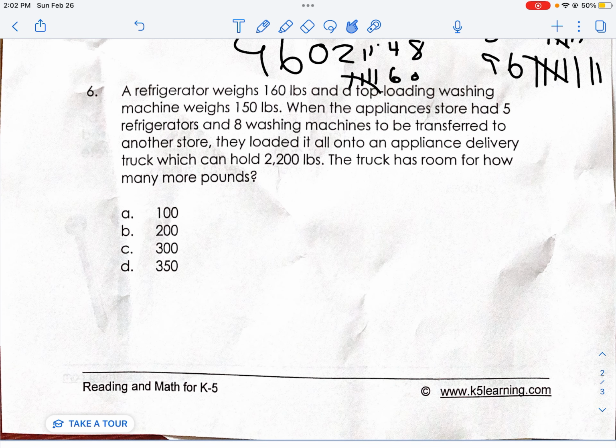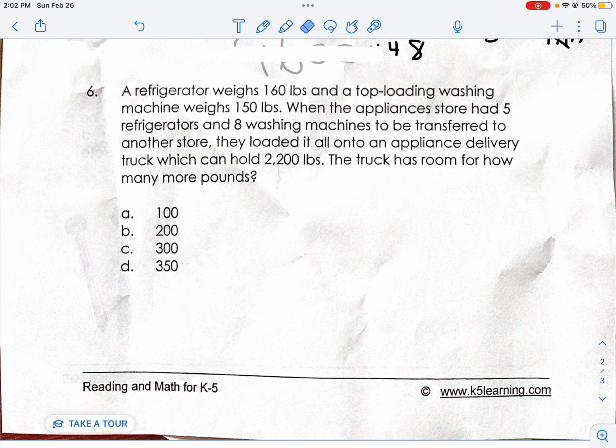So this one is a multiple choice. We're going to treat it just like if it was a reading or writing multiple choice. We're going to cross out some answers that we know won't make sense. So a refrigerator weighs 160 pounds, and a top-loading washing machine weighs 150 pounds. When the appliances store had 5 refrigerators and 8 washing machines transferred to another store, they loaded it all onto an appliance delivery truck which can hold 2,200 pounds. The truck has room for how many more pounds?